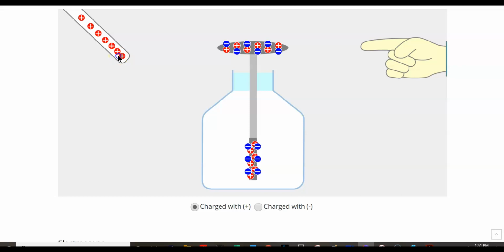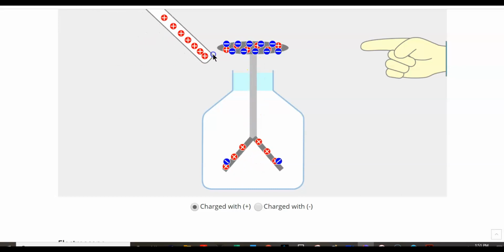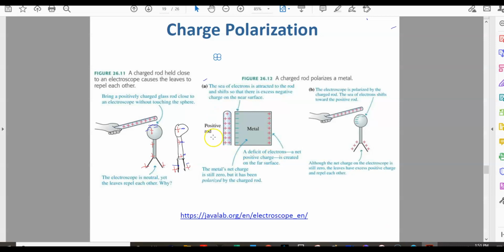So when I bring this here close to it, what do you think is going to happen? Well, all the negatives are going to now try to gather as close to this rod as possible. So these negatives down here, this is a conductor, are going to now be attracted to that surface, and now it's going to be the positives that are repelling each other here. And this is a neutral dipole, so that's not responsible for it repelling. It's these 1, 2, 3, 4 protons that are repelling each other. Okay? So that's how charge polarization works, right?